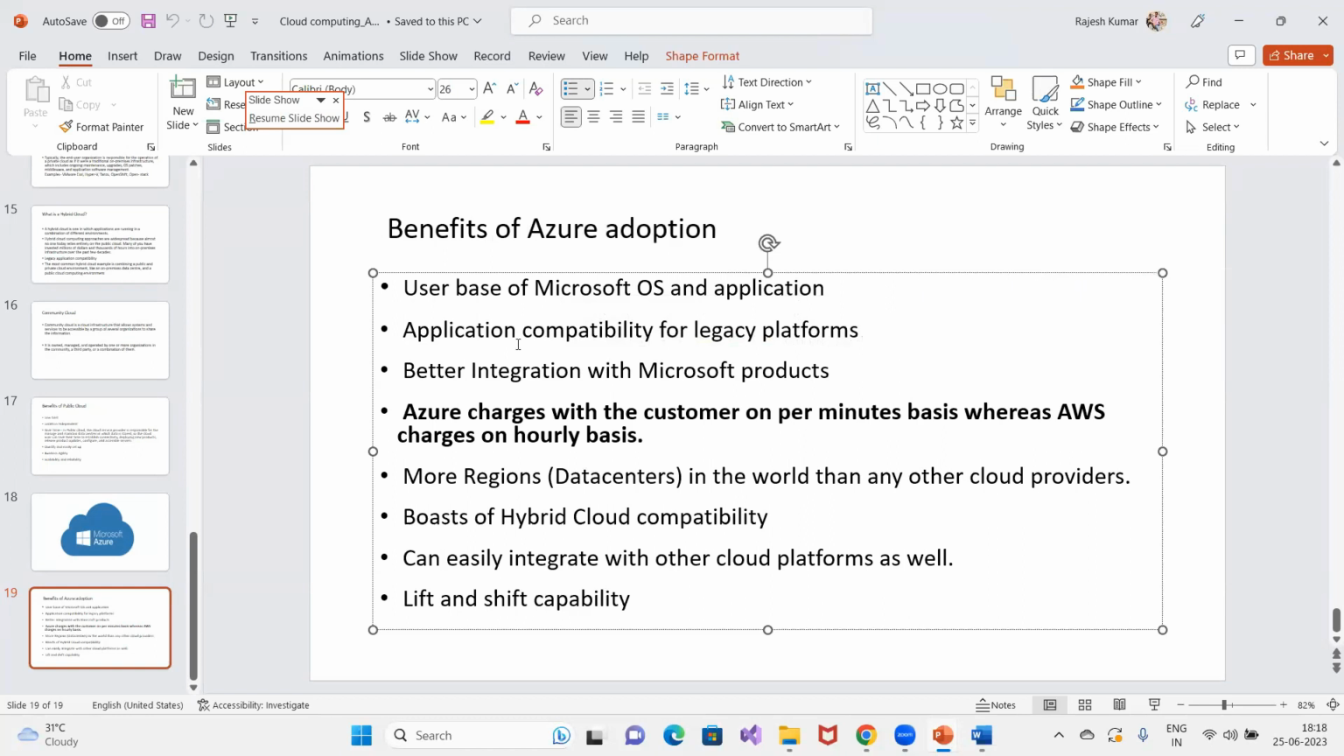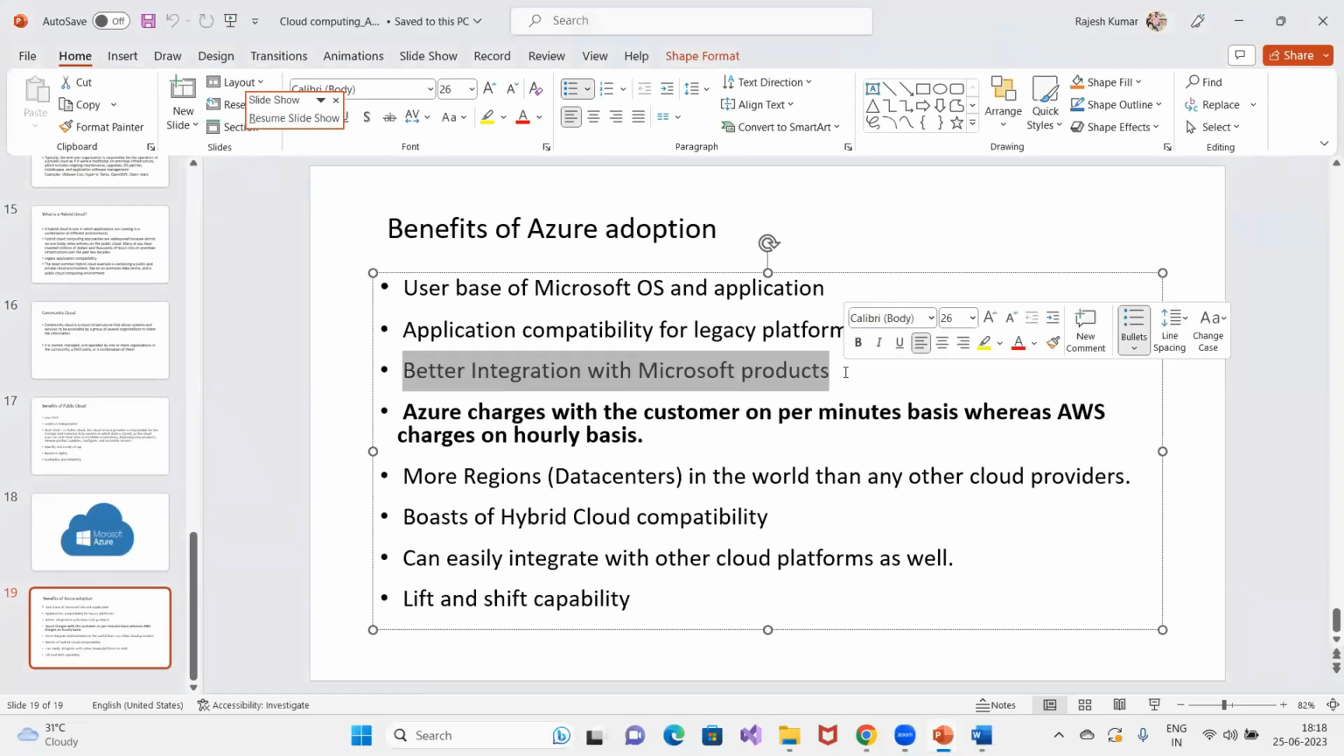Azure gives you application compatibility for the legacy platform. Means if someone is using an old version of MS Office in their company, Azure will support it. Azure gives better integration with the Microsoft products. If the company is using Microsoft applications and the Microsoft operating system, Azure is very good for that. Right? Because Microsoft applications and Microsoft OS will be compatible with the Microsoft Cloud.